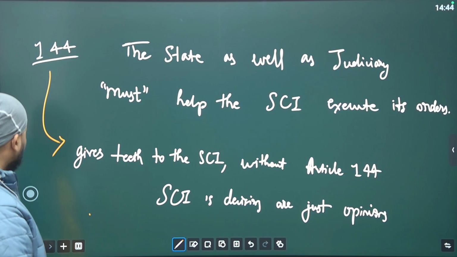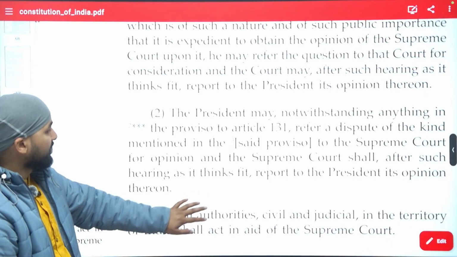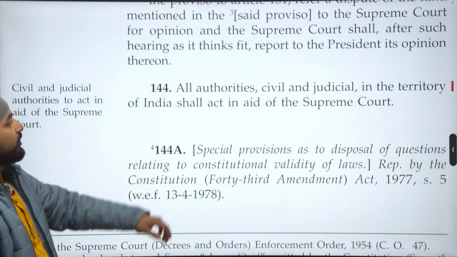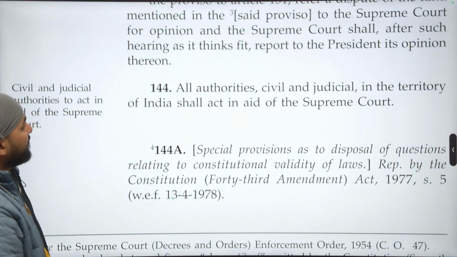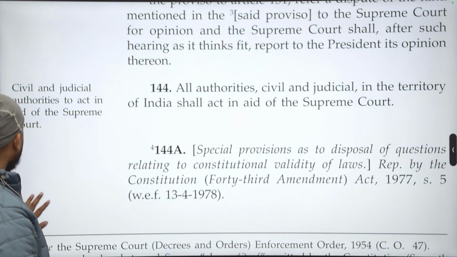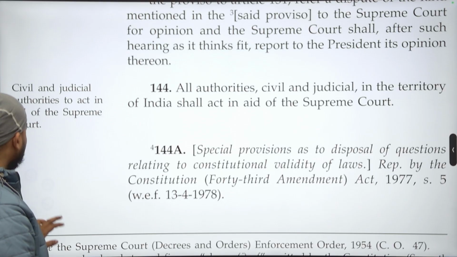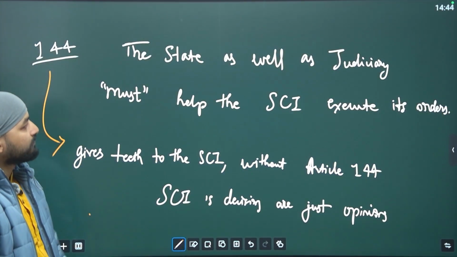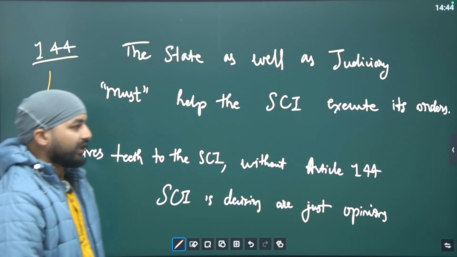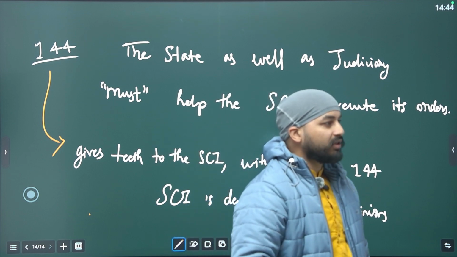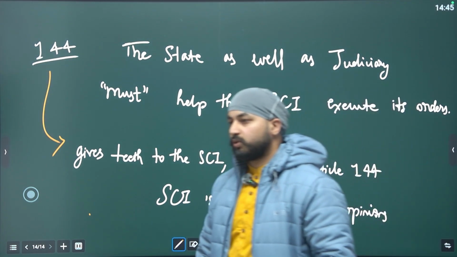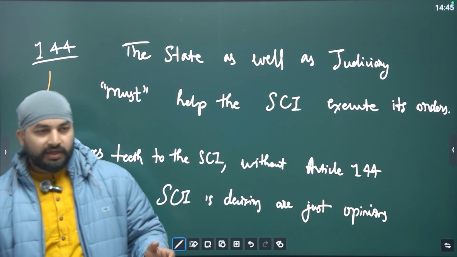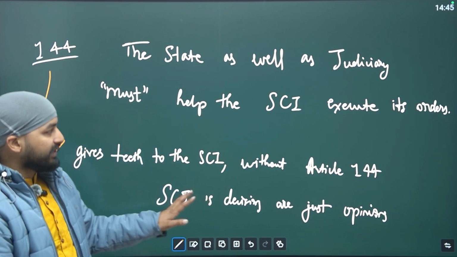Article 144. Okay, this is a very important article. See this, I'll show you the text, then we'll come back to the slide. All authorities, civil and judicial, in the territory of India shall act in aid of the Supreme Court. This article is actually giving teeth to the Supreme Court. Without this article, the Supreme Court's judgments, decrees, and orders would remain just opinions, because if nobody follows them or nobody is bound to follow them, they are just opinions.